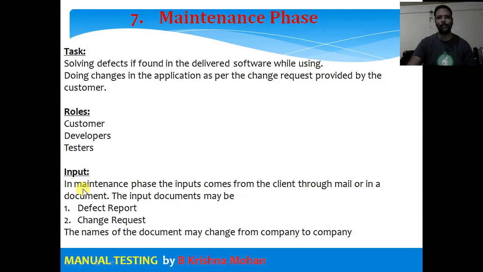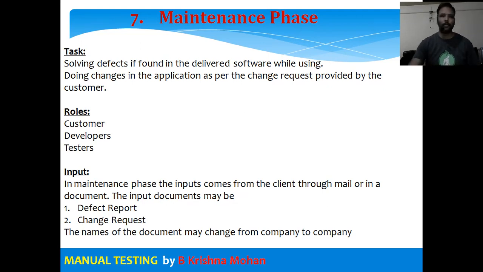What are the inputs in the maintenance phase? The input comes from the client through mail or in document form. The input documents may be a defect report or a change request. The name of the document may change from company to company. If he gets any defects, he gives them as feedback. He calls and says, I got such and such defect, or he may maintain a defect report for that. It is up to him. And for the change request, if he wants any changes, a change request form will be there. In that, he can mention what changes he wants, and he has to submit it to the development company.